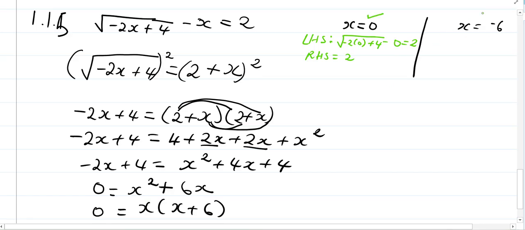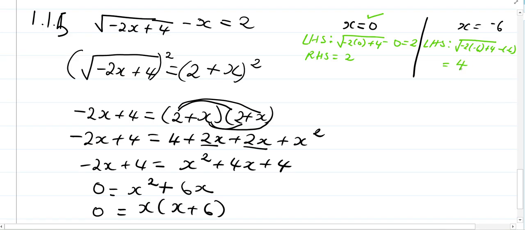Now let us take a look at what happens when x is equal to negative 6. So the left hand side is going to be minus 2 into minus 6 plus 4 minus into minus 6. So let's solve it. Negative 6 times negative 2 is 12. 12 plus 4 is 16. The square root of 16 is 4.